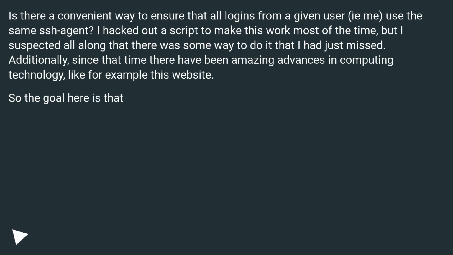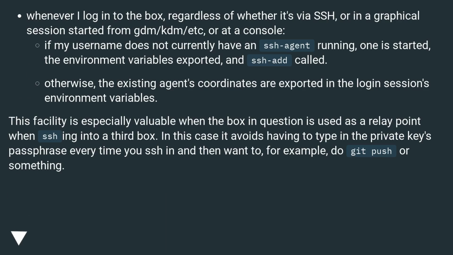So the goal here is that whenever I log into the box, regardless of whether it's via SSH, or in a graphical session started from gdm/kdm/etc., or at a console, if my username does not currently have an SSH agent running, one is started, the environment variables exported, and ssh-add called. Otherwise, the existing agent's coordinates are exported in the login session's environment variables.